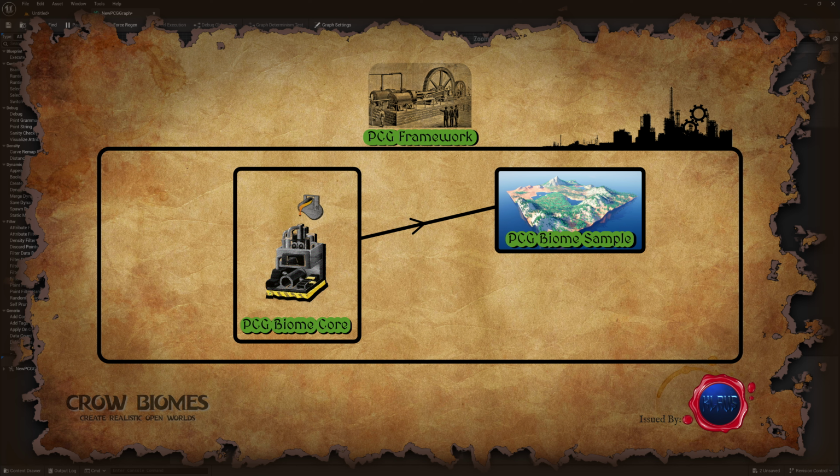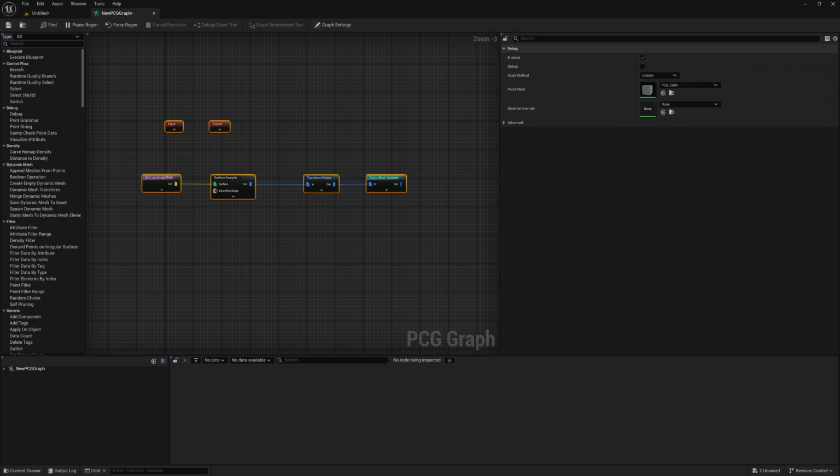It's an applied version of the PCG Biome Core plugin. Now that we understand the what, next we need to know the why. Why do you need to use the PCG Biome Core plugin, another plugin on top, when we already have the PCG Framework plugin? Can't we just use that instead of getting all fancy?